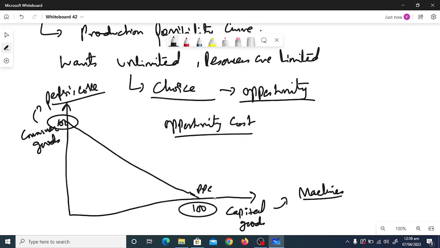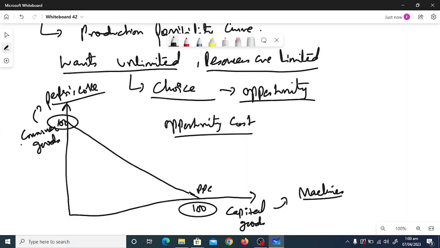If you are producing a whole 100 units of capital goods, you have to give up 100 units of consumer goods. Why? Because there are scarce resources, that is, limited resources but unlimited wants. So you have to make a choice, that is opportunity cost. But remember one thing: if you leave consumer goods and produce only capital goods, you will be producing machines in the present. So you won't have anything to consume today, and that is the reason you cannot go for capital goods wholesale.